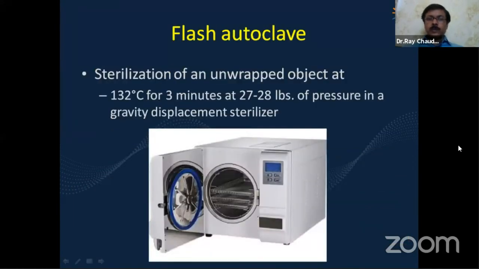Now we have flash autoclave, which is for sterilization of instruments in between cases, and it works at 132 degrees for 3 minutes at 27 to 30 pounds of pressure. But remember that this is a gravity dependent sterilizer. There is no pre-vacuum. So if you are using this to clean autoclave handpieces and tubings in between surgeries, only the outer surface will be properly sterilized. The lumen may not be taking in steam in adequate pressure and temperature.